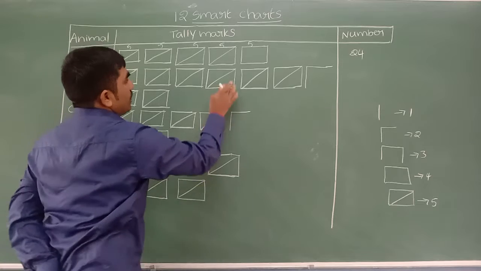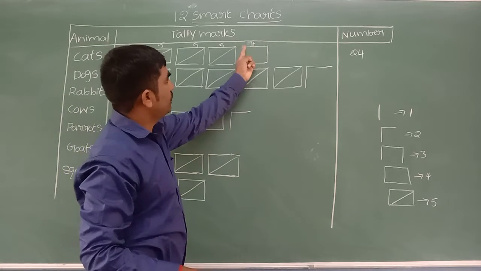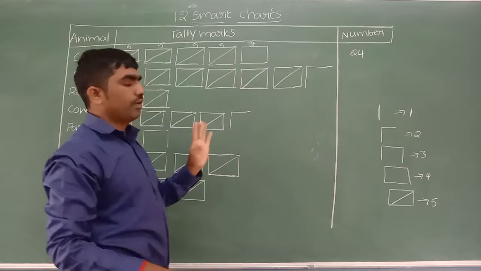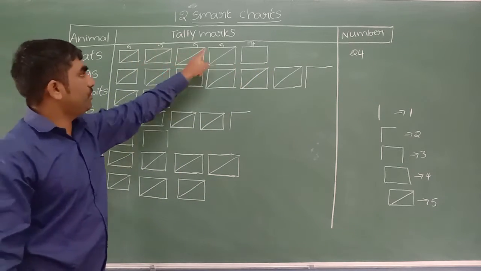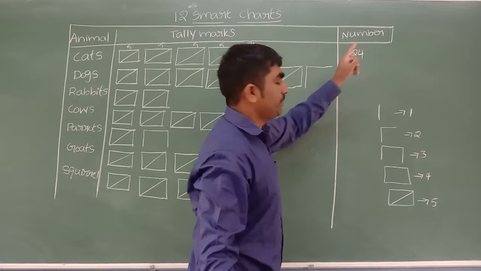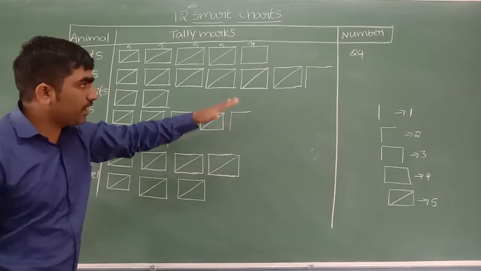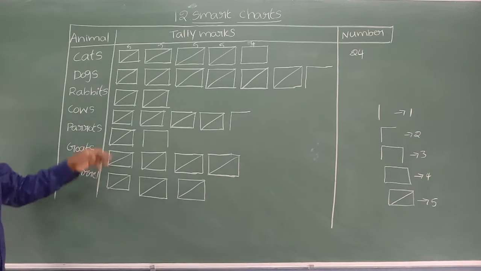Now here it is not 5 but only 4, I think. See here 1, 2, 3, 4. Only 4 are there, so let us count how many there are. 4 fives is 20, 20 plus 4 is 24. That is the first one she gave. The remaining numbers we need to write. Let us see how many students have dogs as their pet animal.